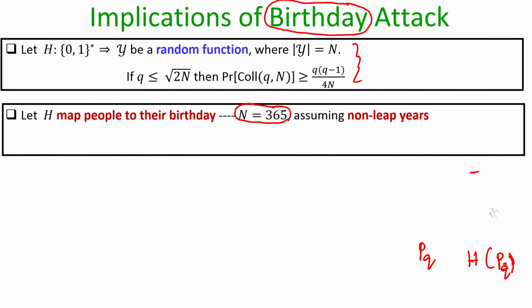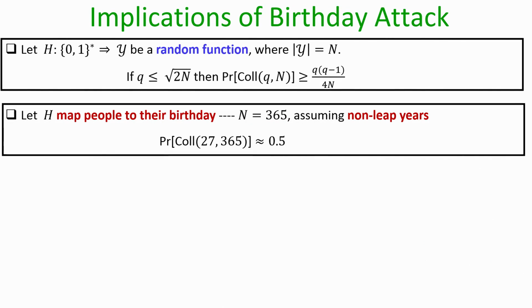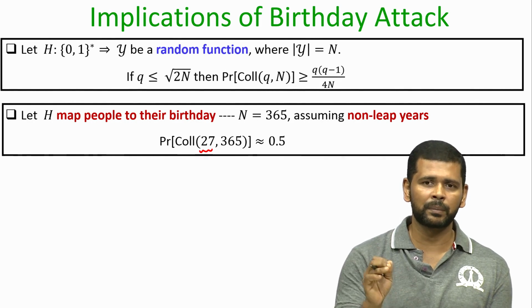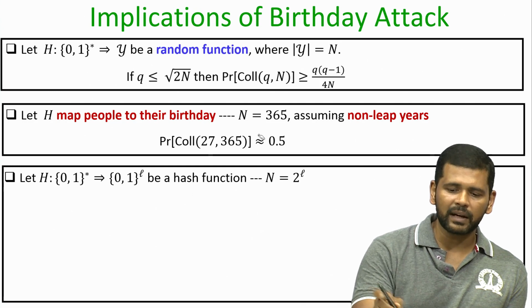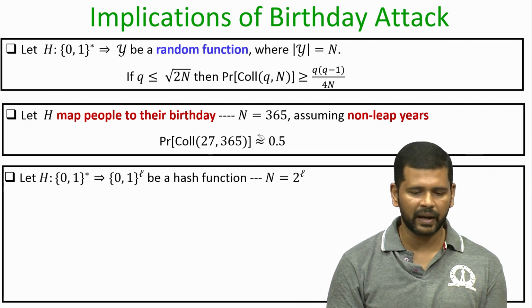It turns out that whatever analysis we have done here in the context of hash functions could be carried out even in the context of this birthday problem, and it could be proved that if there are 27 random people in a room, then the chance that at least 2 of them have the same birthday is approximately 50%, which is a good enough probability. You do not require a large number of people to ensure that with good probability 2 people have the same birthday. Okay, so, coming back to the context of cryptographic hash functions.